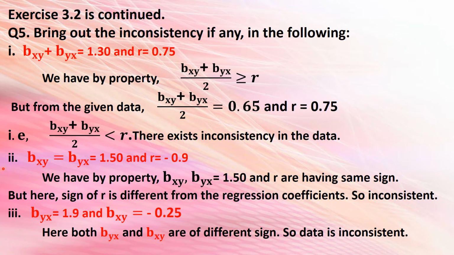So we say that there exists an inconsistency in the data given. Second one, bxy is equal to byx is equal to 1.50 and r is equal to negative 0.9. We know that if both bxy and byx are positive, then r also should be positive. That is, all the three bxy, byx and r are having the same sign. But here both bxy and byx are positive but r is negative. So again we say that there is inconsistency.